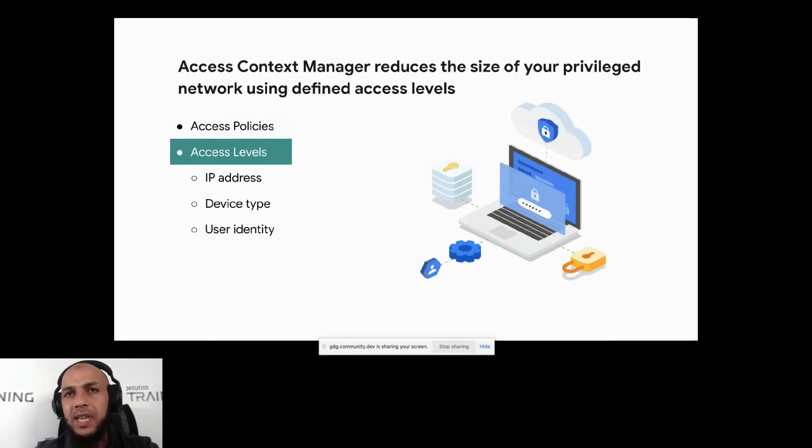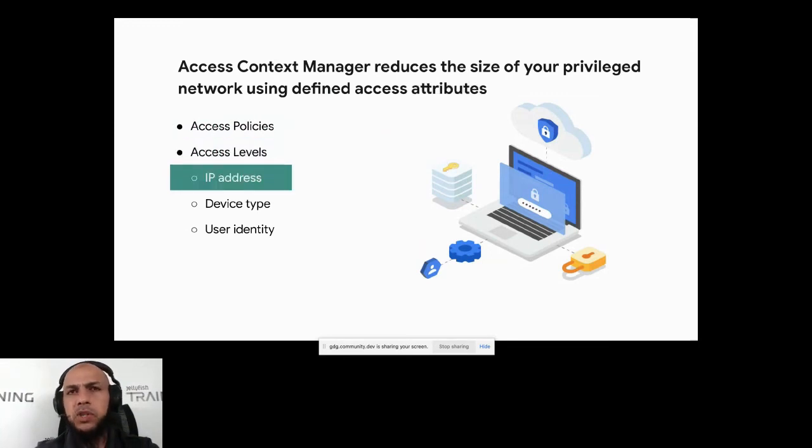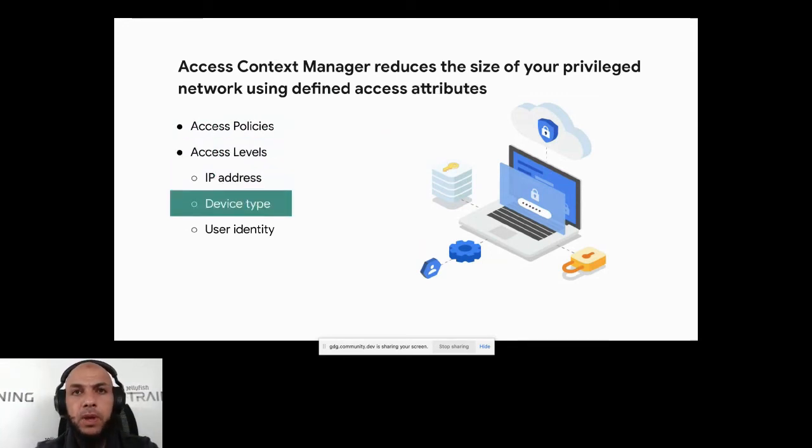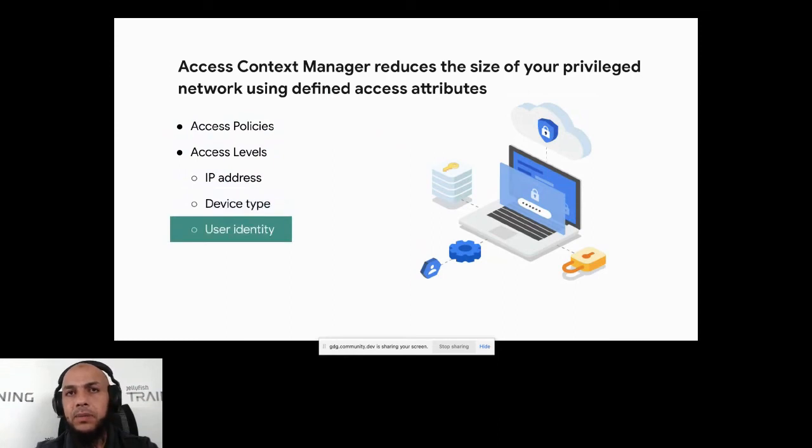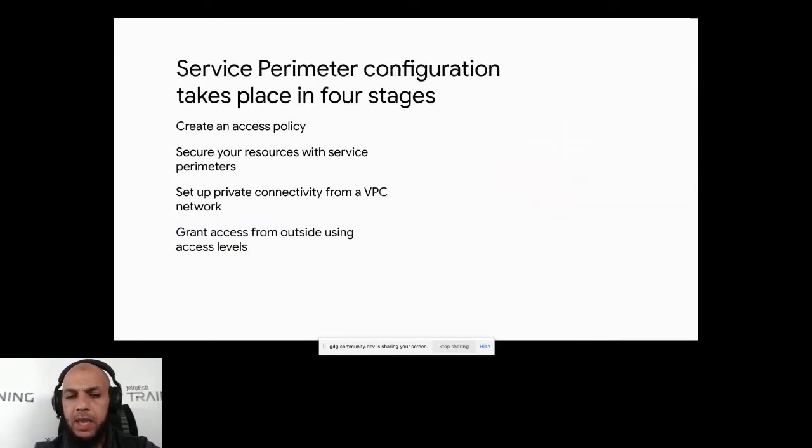So an access level is a set of attributes, like an IP address, like I said, the device type, or a user identity. So I can specify a service account with the particular permissions that my application is using. I can specify that if that service account is used, that allows the traffic to go out. So I might be using a service account for my application, and I can put that condition in there for that service account to be able to go over that service perimeter that I specified.